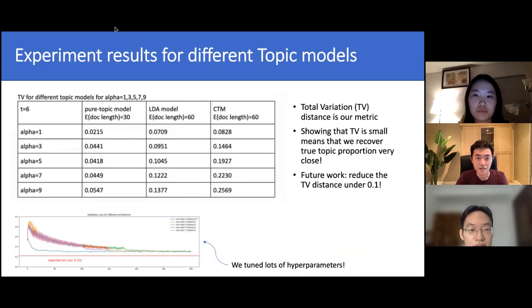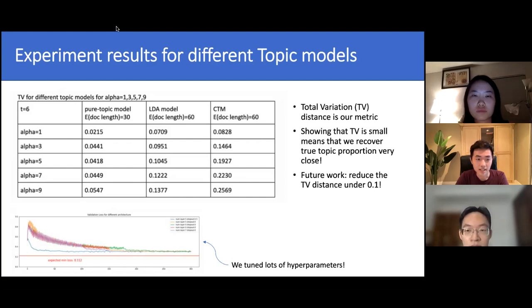We also ran a lot of experiments to support our algorithm for recovering the topic posterior. We tried three main kinds of topic models: the pure topic model, the latent Dirichlet allocation model, and the correlated topic model. We used total variation distance between the true topic posterior and our predicted topic posterior as our metric. As you can see from our chart, in general, the total variation distance is very small because, remember, total variation distance has a maximum of 1. You can see that all the variations are less than 0.25-ish.